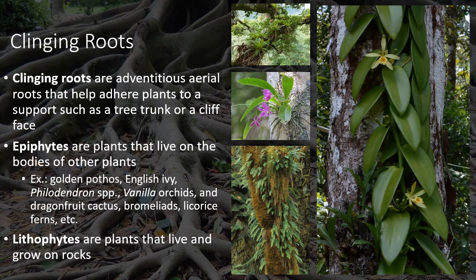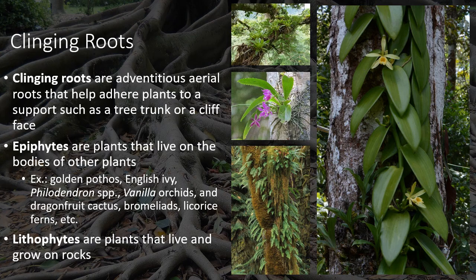They could do that through evolving the ability to do photosynthesis under really low light conditions, or they could just choose to grow in a high light condition. So a lot of these plants actually choose to live on the body of another plant. We call them epiphytes. They use these clinging roots to adhere to the body of another plant.